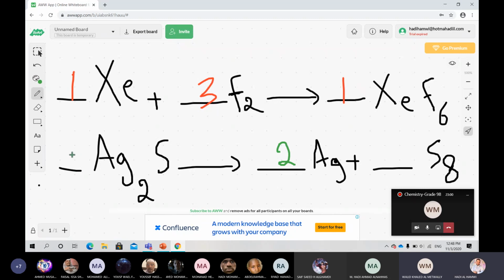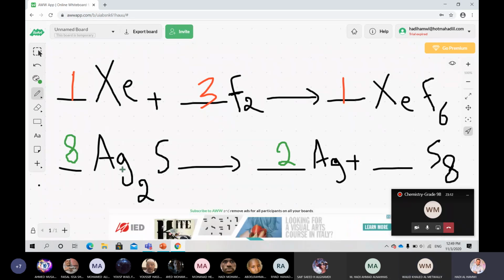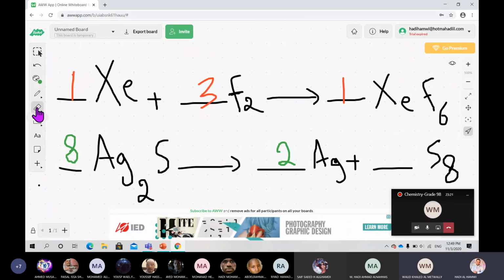What should I put here? 8. Very good. But here we have now a problem. Here 8 S and here we have 8 S. But now we have another problem. What is the problem? That silver now is not 2. It's now 8 times 2, so it's 16. So what should we do?